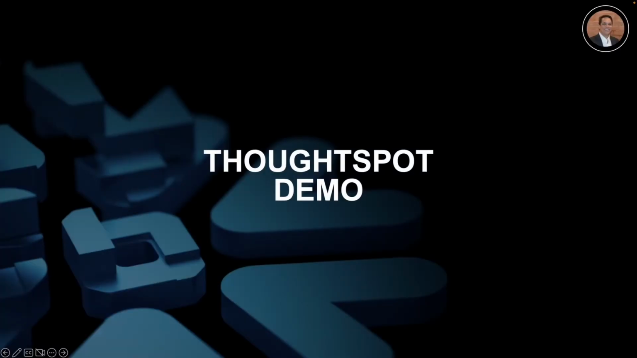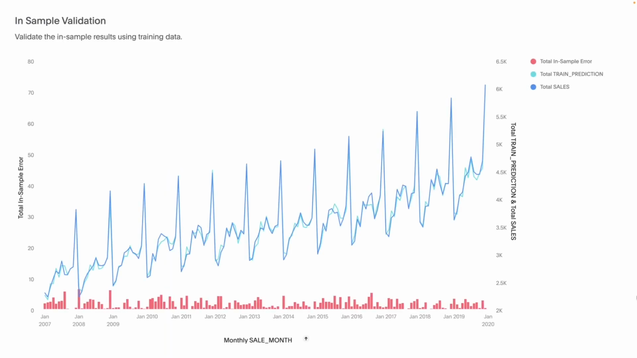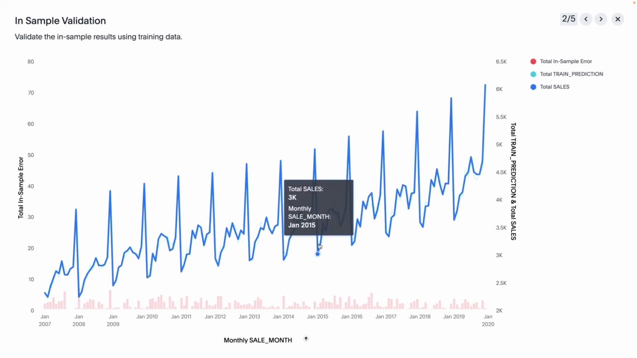So let's go through a quick ThoughtSpot demo to show how you might visualize this and how your end users might use it. So let's take a look at the sales forecast live board in ThoughtSpot. As you can see, this is similar to what we showed earlier within our code that was running in our Jupyter notebook. These are in-sample tests. And with ThoughtSpot, we've written all of our results back to Snowflake, and we're rendering them for our end users to take a look at.